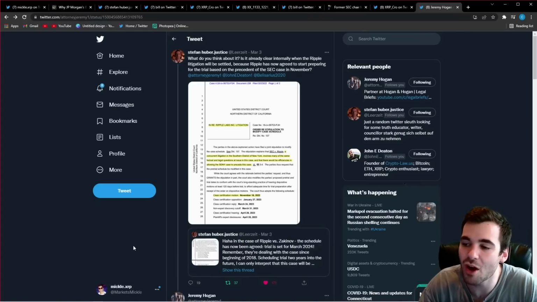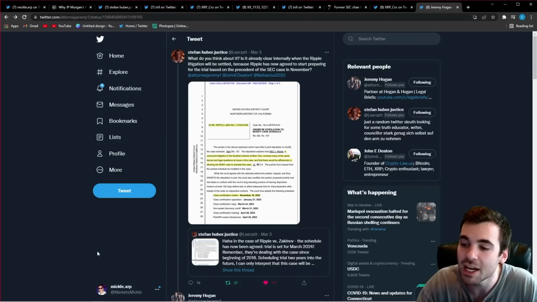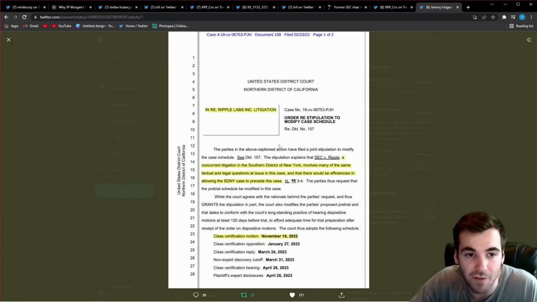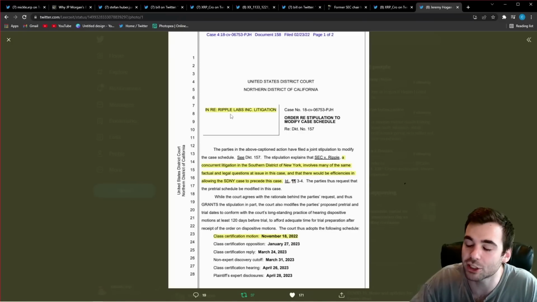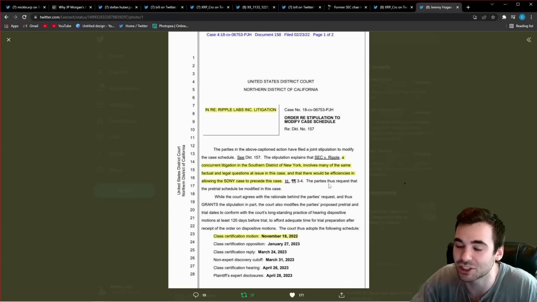Let's keep moving though, and I wanted to show you guys this super interesting document out of Ripple regarding when they believe the worst case scenario of when this case between themselves and the SEC could be over with. This was brought to us by Stefan Hubert, but like I said, this was a filing out of Ripple regarding a class action lawsuit against them. Some salty XRP holders were mad that they lost money investing at the top of a bull run. They filed a BS class action lawsuit.